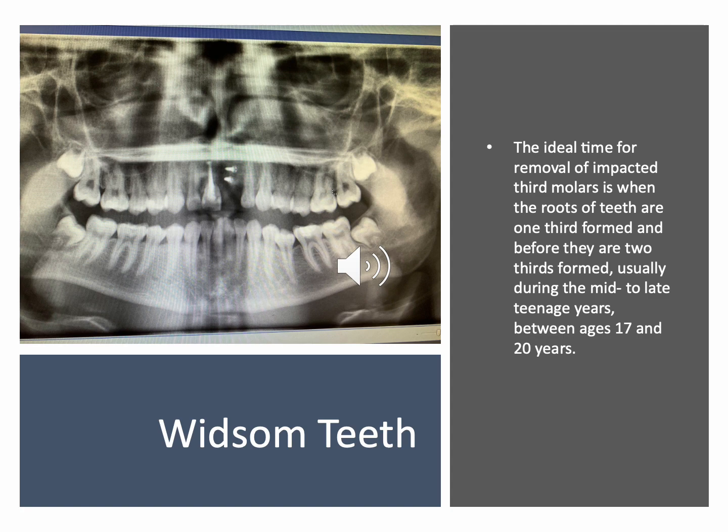So at the end of the day, it's less important to look at the age and more important to look at the teeth. The ideal time for removal of impacted third molars is when the roots are about 1/3 formed, so the tooth is 2/3 formed overall. So you have the crown plus 1/3 of the root. This is usually during the mid to late teenage years.